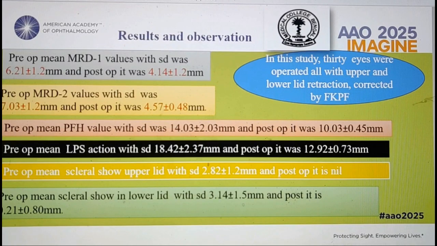Pre-op mid scleral show in the upper lid is 2.8 with standard deviation, and post-op it is almost nil. Pre-op mid scleral show in the lower lid is 3.14, post-op it is almost nil. In the study, 30 eyes were operated on for upper and lower lid retraction, corrected by FKPF.